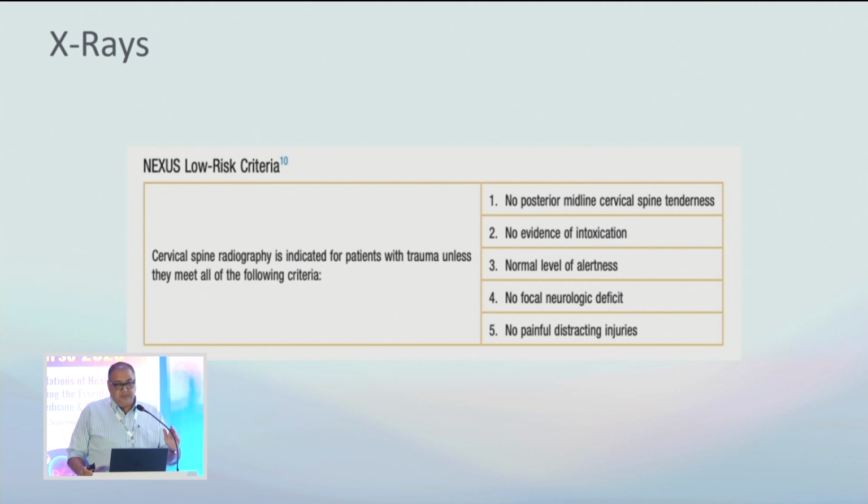I think the average number of CTs done in a single spinal injury patient is 3 CTs. And each and every CT scan is equivalent to 400 X-rays. So if you get 3 CTs done, it's 1200 X-rays in a single day. So there is no wonder if you get cancer probably after 10 or 15 years. So be very careful about that. That's why we have NEXUS criteria. If you have a trauma and you have all 5 criteria, there is no need for an X-ray.